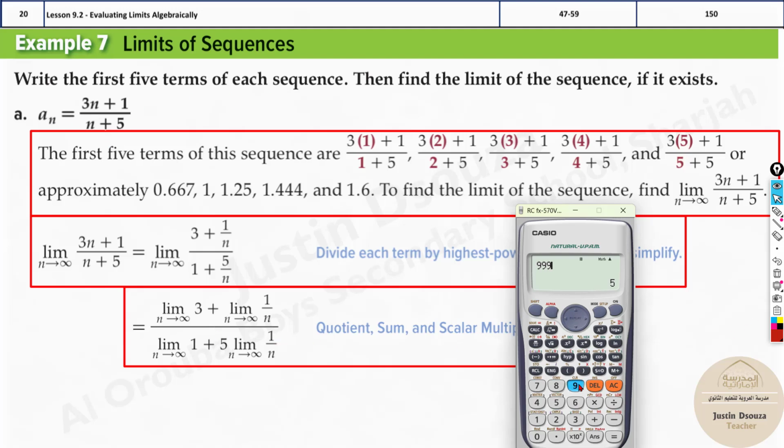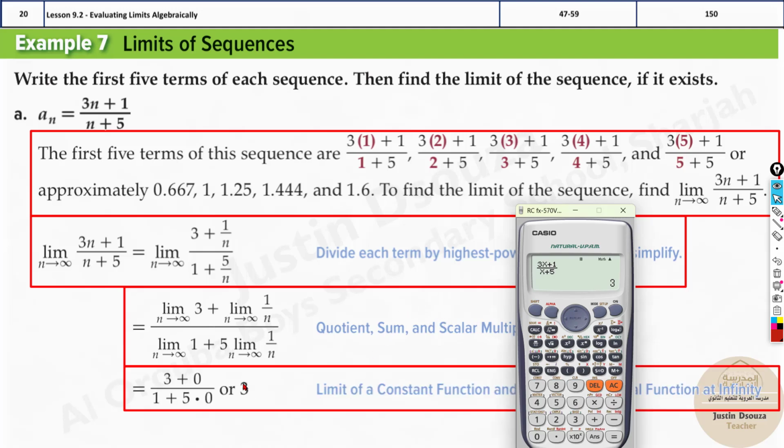Infinity means a big number, some 9s. How much is the value? See, it's tending towards 3. Now, in the calculator, we won't get the exact value. You get close if you put a lot of 9s. Now we got it at 3. But generally, if you get 2.999, approximate it to 3. So this is the answer. But if you use the formula and solve it, you'll directly get 3 itself.